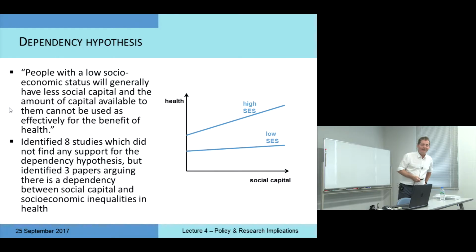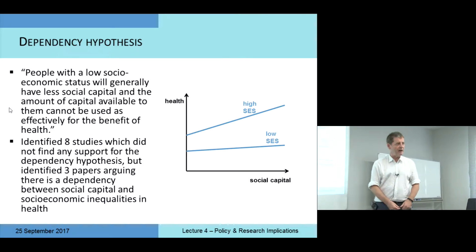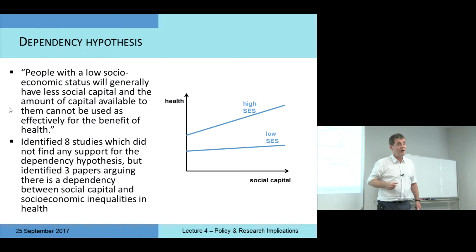Right. That was the buffer hypothesis. What about dependency hypothesis? Again, the quote's directly from the original survey paper. People with a low socioeconomic status will generally have less capital, and the amount of capital available to them cannot be used as effectively for the benefit of health. So this is back to the idea that we do see with respect to some public health programs, the groups that benefit most, in a way paradoxically, are the more advantaged groups to start with.